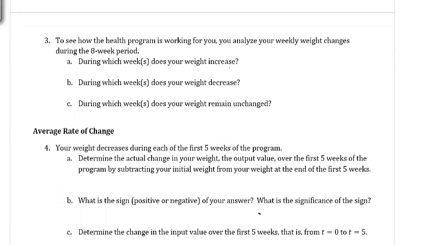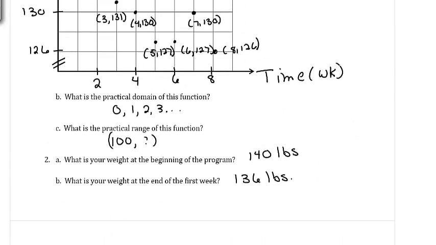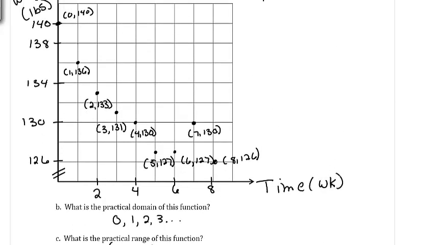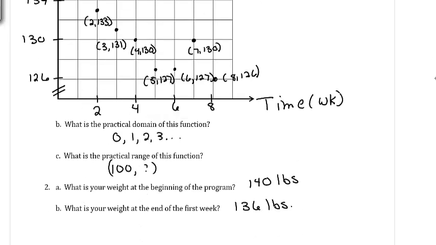Now, in order to figure out whether this program is working, we want to analyze the weekly weight changes during the 8-week period, and during which weeks does your weight increase. Let's go back up to our graph. So our weight goes down here, and then it's going down still, and it's going down, and then it stays the same, and then it goes up. So this is the end of week 7. My weight went up to 130, and so it was during week 7 that I gained weight.